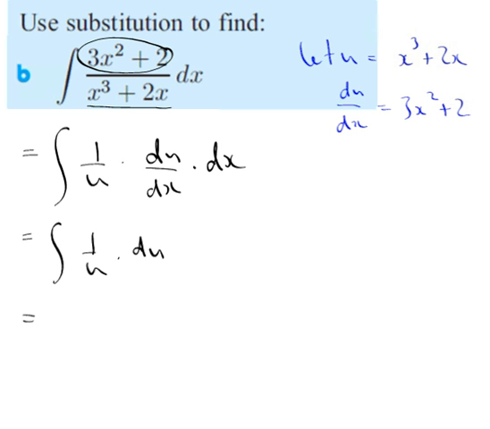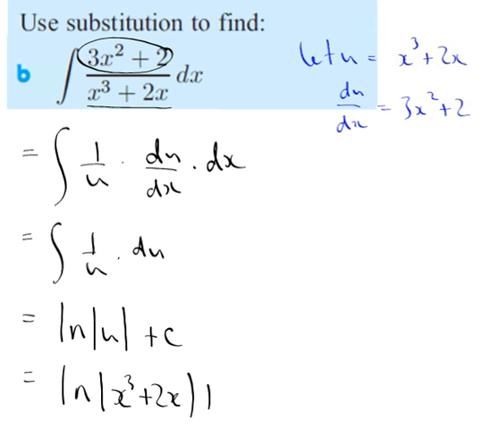Now if we integrate 1 on u, we get ln of mod u plus c. We then replace u by its value in terms of x, which was x cubed plus 2x. So there is our solution.